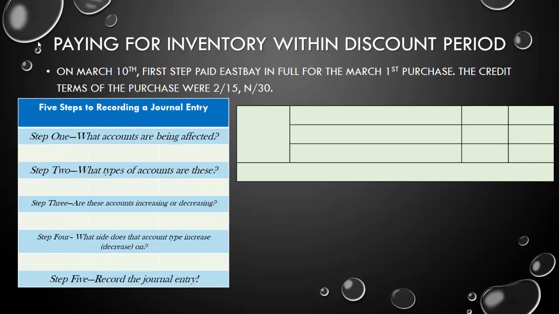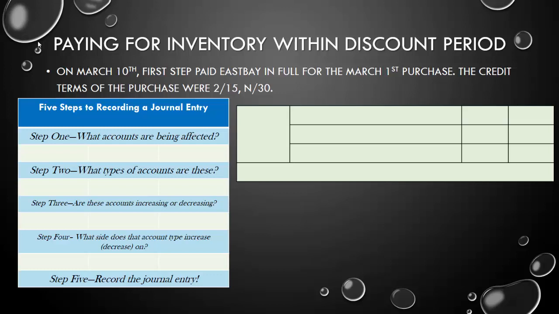On March 1st, we purchase the inventory. Now let's assume that we're going to pay for it on March 10th. So on March 10th, first step is going to pay eBay in full for this March 1st purchase. The terms again of the purchase were $215 net 30. The terms state we get 2% off if we pay within 15 days.